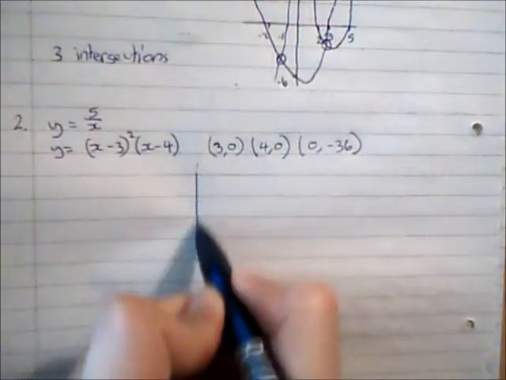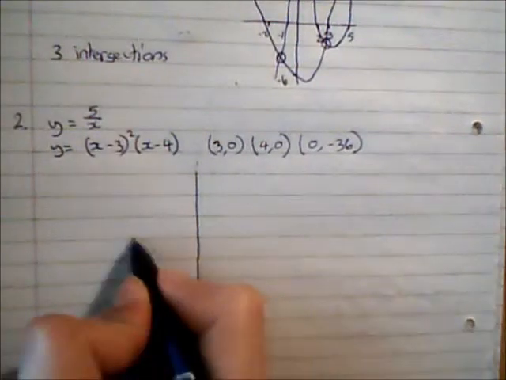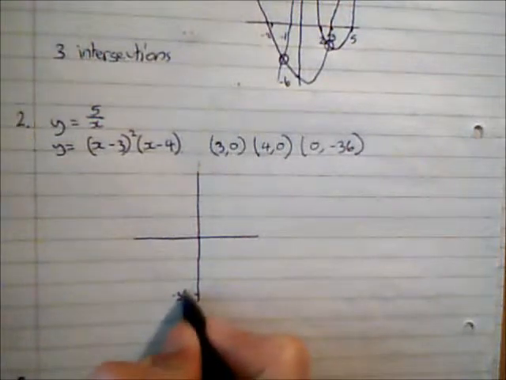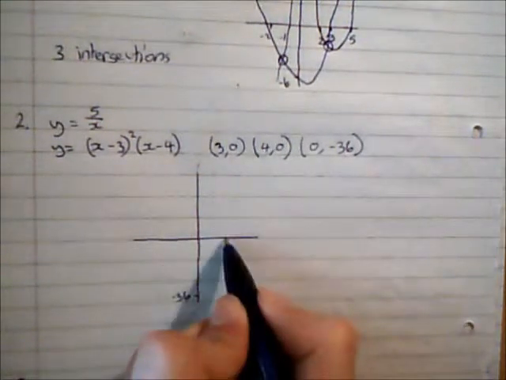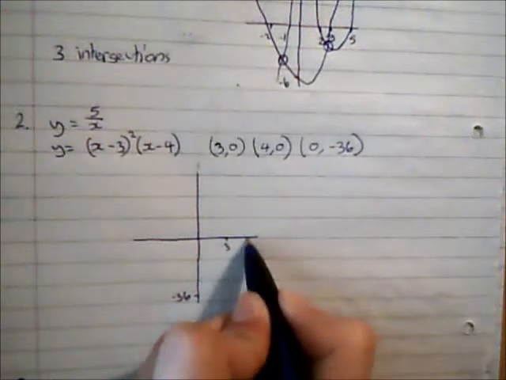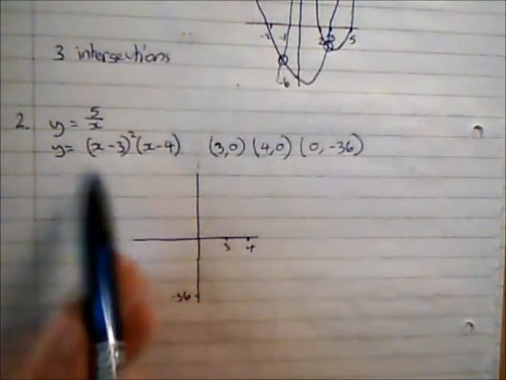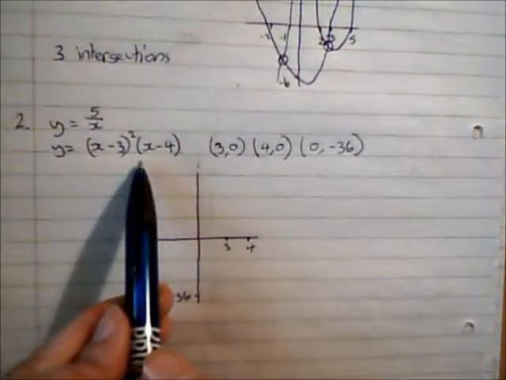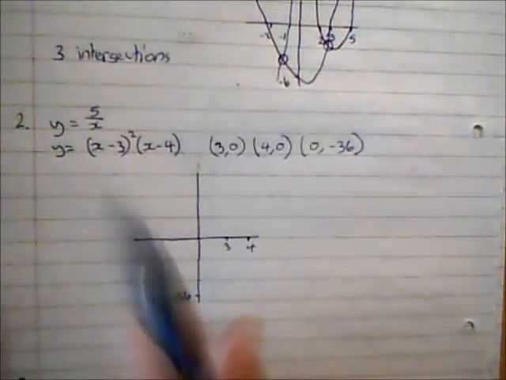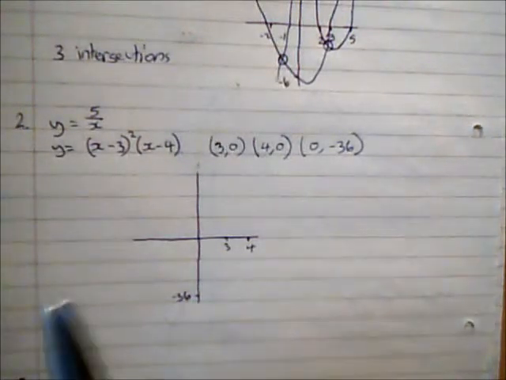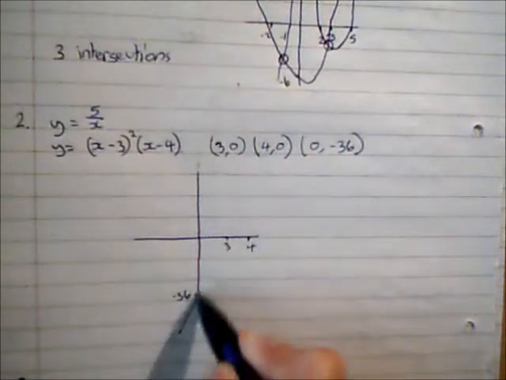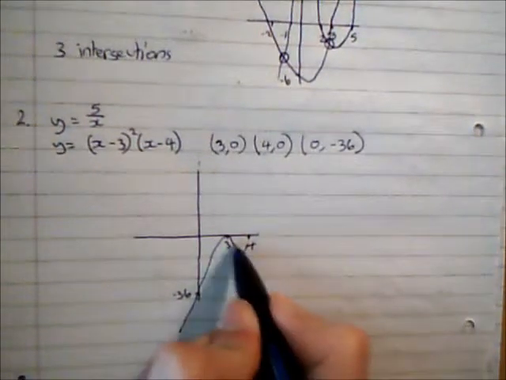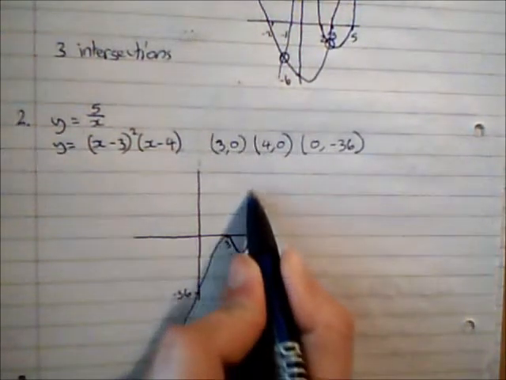So I'm going to draw my set of axes. And I've got an intercept right down at negative 36, and then at (3, 0) and (4, 0). And then I've got x squared multiplied by x is x cubed, so that tells me it's going to initially be an increasing function, and it's just going to touch at x equals 3. It's going to touch, and then it's going to come down, and then it's going to pass back up through at 4.